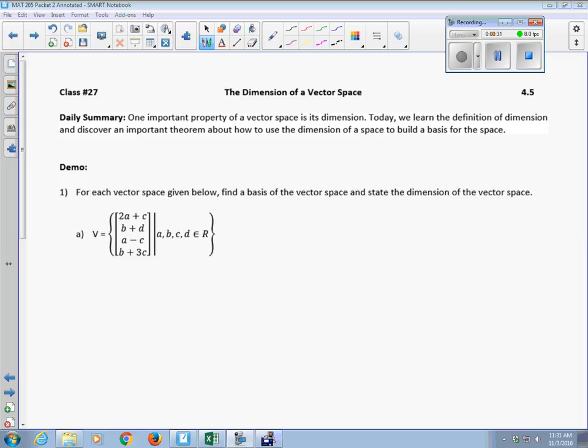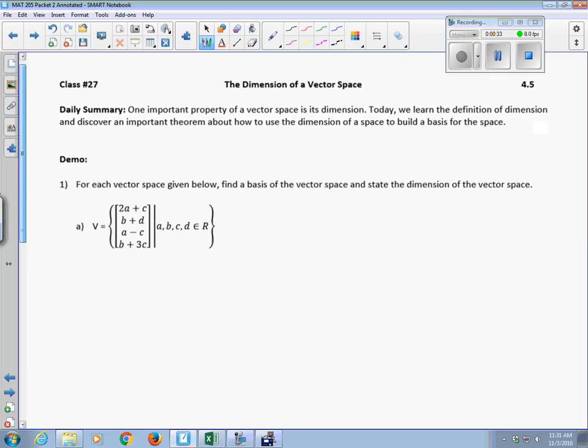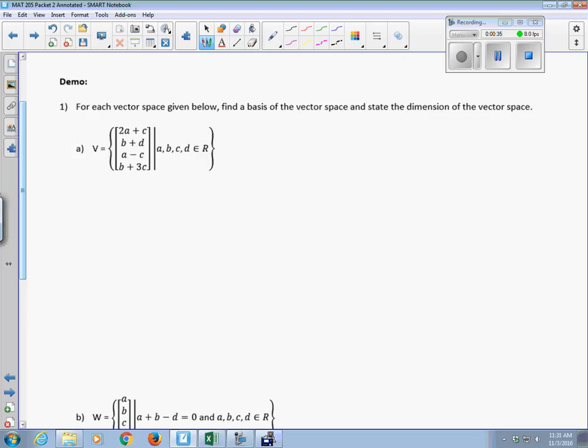Okay. So for each of these vector spaces that I've created here, we're going to find a basis, which means a linearly independent set that spans the whole space. And then the number of vectors in that basis defines the dimension. So we're going to state the dimension. All right, so I have a vector space V defined as all the vectors that look like 2a plus c, b plus d, a minus c, and b plus 3c, where a, b, c, and d are any random numbers in the real number system.